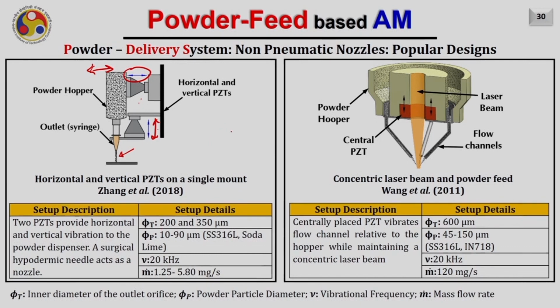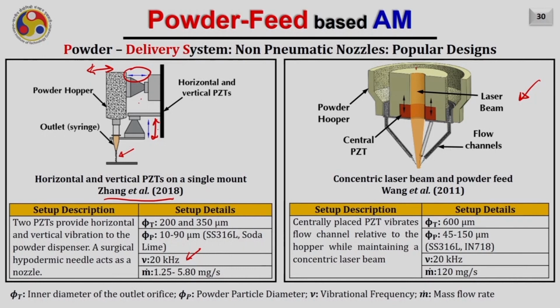while the powder particle size is 10 to 90 micron, and the powder was soda lime and stainless steel in the setup of Zhang et al. Also, they have used a frequency of about 20 kilohertz and a mass flow rate of 1.25 to 5.8 milligram per second. This one is the concentric laser beam system for powder delivery.